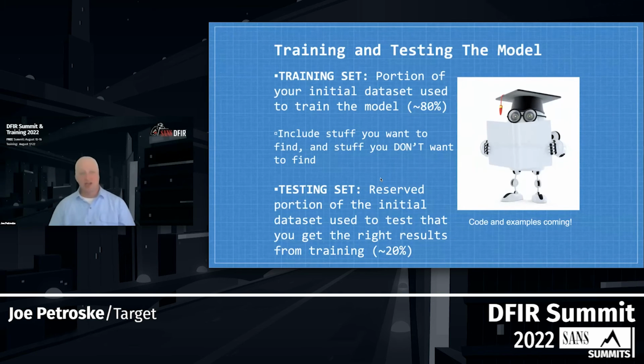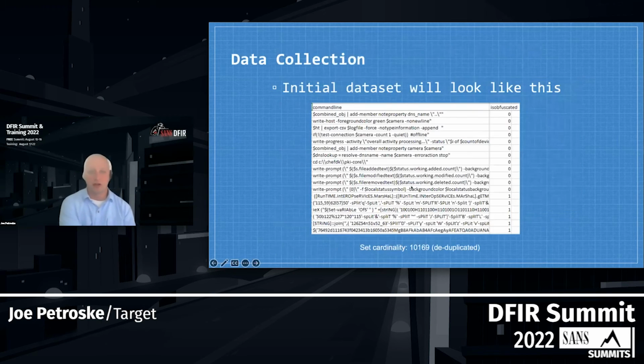Once we have the model trained, having used roughly 80% of our initial data set, you can then take the remaining portion of that data and use it as a test. So feed it back to the model and make sure that it gets the results that you think it should have. This will allow us to calculate things like how accurate our training model is.